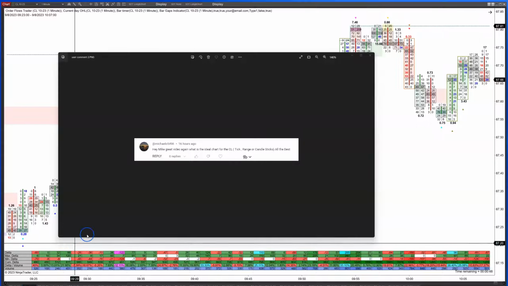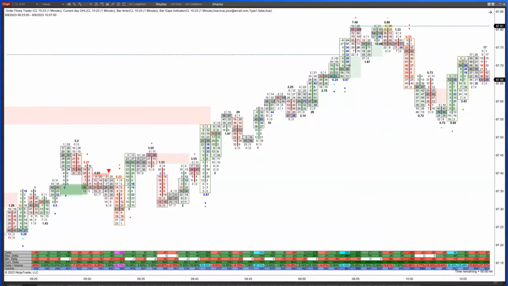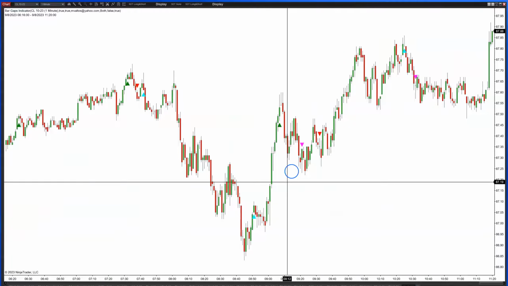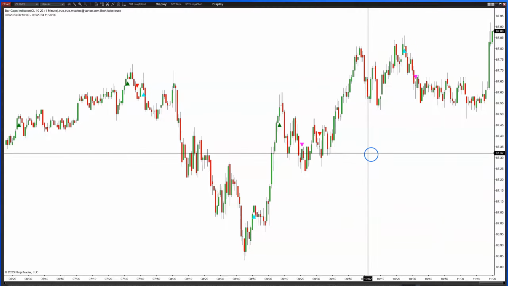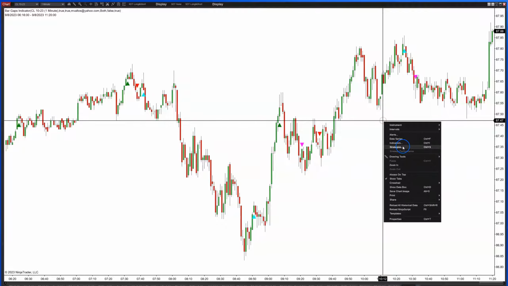Okay, so let's take a look. I'll go through how I would determine what chart type. The question was specific to crude: tick, range, or candlesticks. I think you meant time-based. I always use some form of candlestick, whether it's a footprint, right? I also have a candlestick there. If I was looking at a regular time-based chart like this, I'd always start with a candlestick.